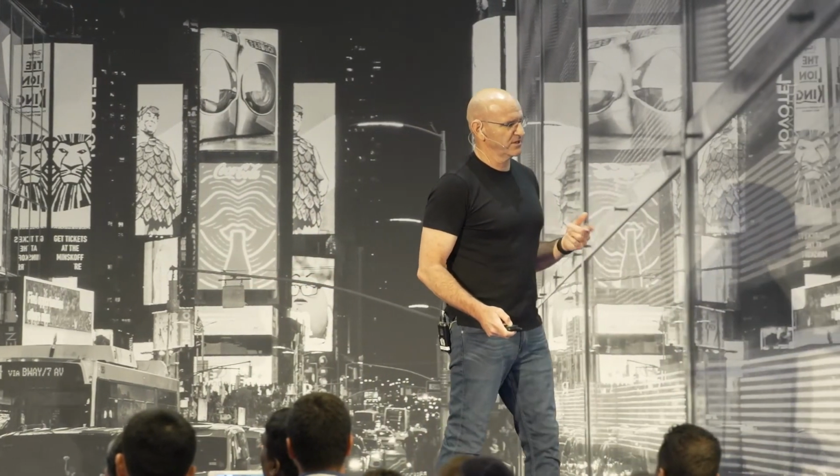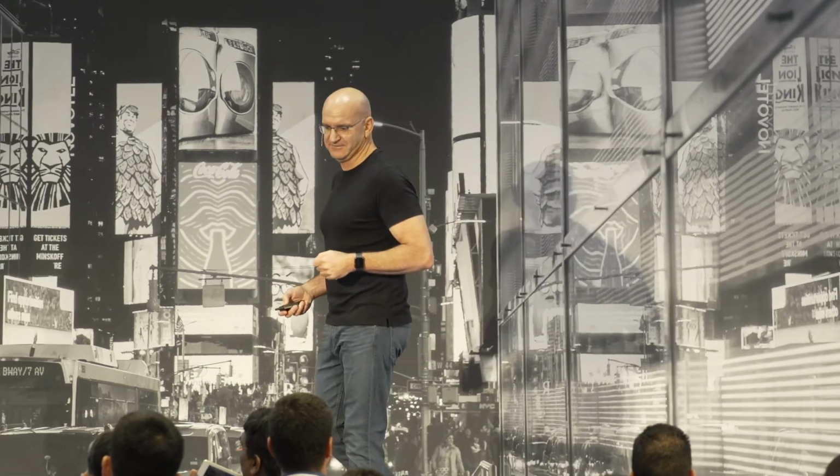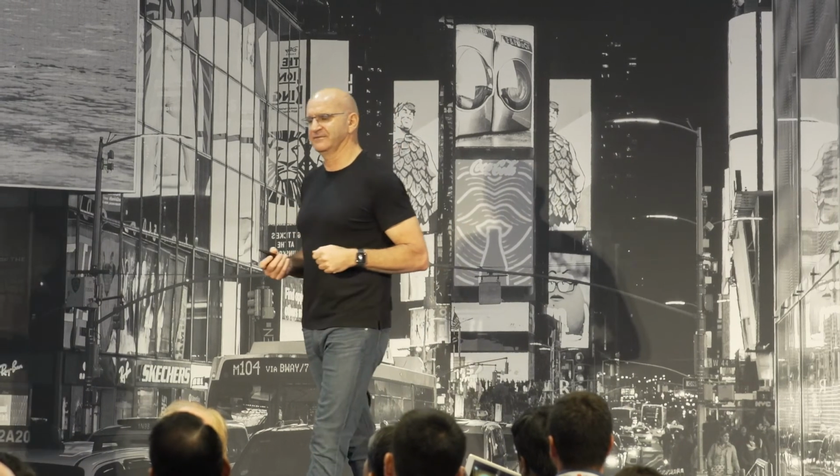For that, we created 3 technologies that I would like to share with you. First of all, we call it direct inter-module communication. That means modules can find other modules that are deployed on Redis and use them. For instance, Redis Graph can now use Redis Search in order to better do graph traversal. The other technology is what we call single dataset copy. When we deploy a module on Redis, we can use existing data structures of Redis in order to operate. We don't need to create a new type of data. We can create just an index to the data.